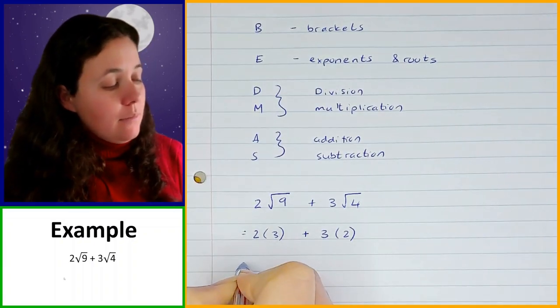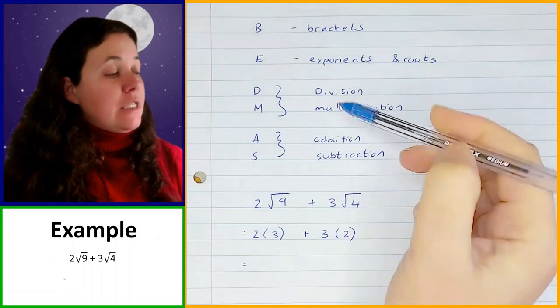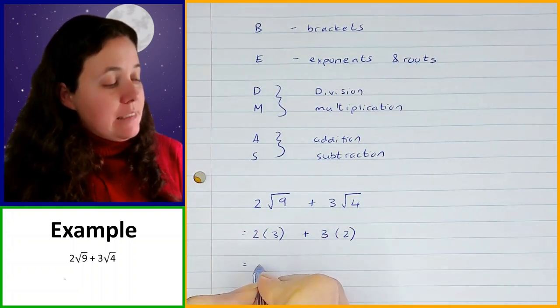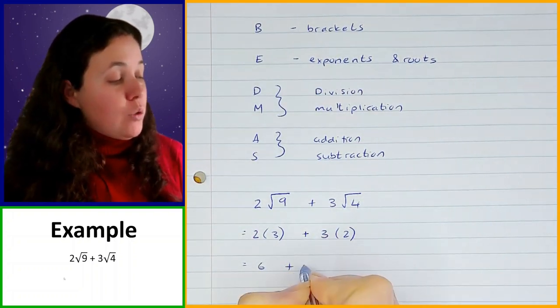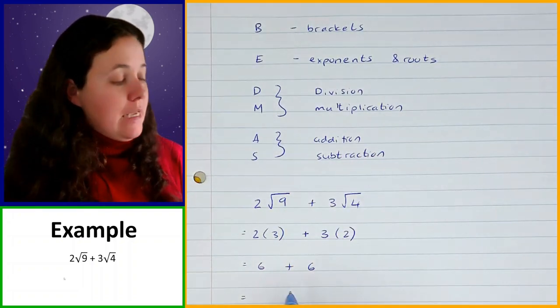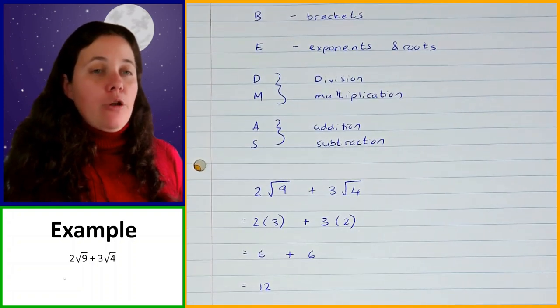Okay, now I'm going to simplify these. So I've got 2 times 3. Because the division and multiplication go next, so now I'm on my multiplication step. 2 times 3 is 6, plus 3 times 2 is also 6, and I can now go on to my addition and subtraction. That gives me 12. So that's what you should get for that example over there.